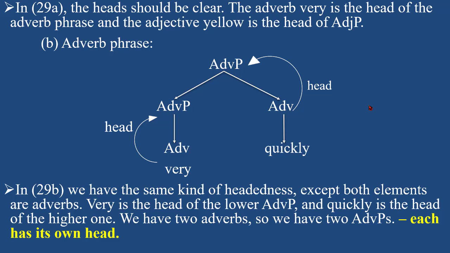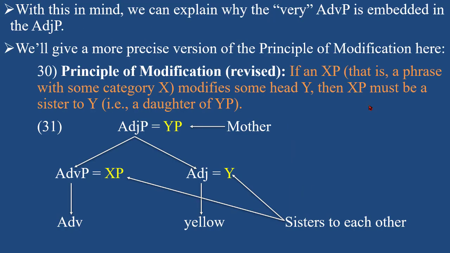In 29b, we have the same kind of headedness, except both elements are adverbs. So very is the head of the lower adverb phrase, and quickly is the head of the higher one, the big one. We have two adverbs, so we have two adverb phrases. Each has its own head. With this in mind, we can explain why the very adverb phrase is embedded in the adjective phrase.